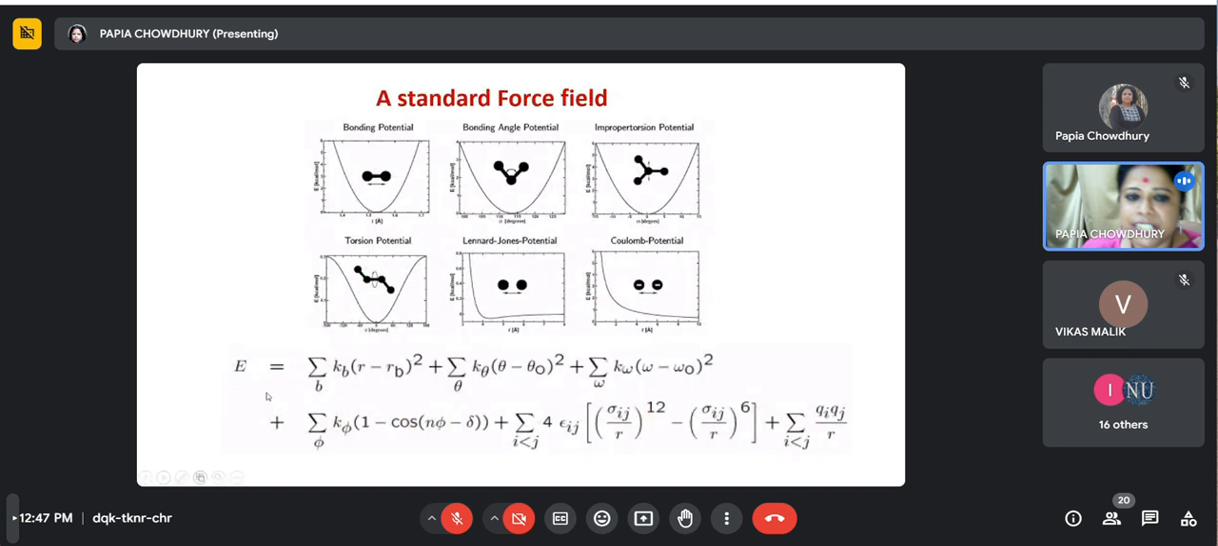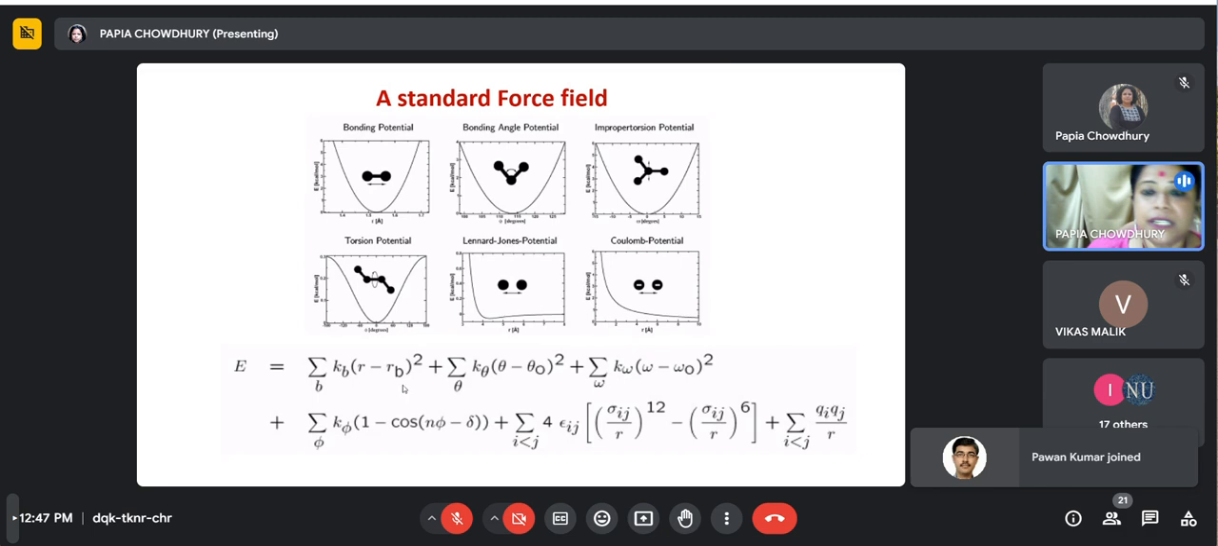So as a standard force field, when we create the force field, we have to consider the change in bond length, the change in bond angle, and the change in dihedral angle also. Similarly, we have to consider the van der Waals forces and the Coulombic potential also. Each and every term has its contribution to creating the force field. So these are the basic parameters to create the force field of the system.